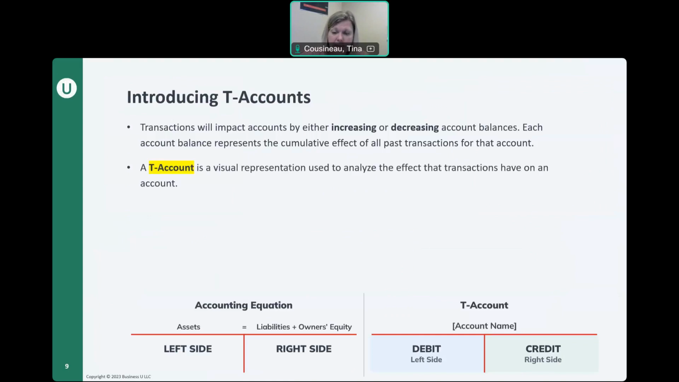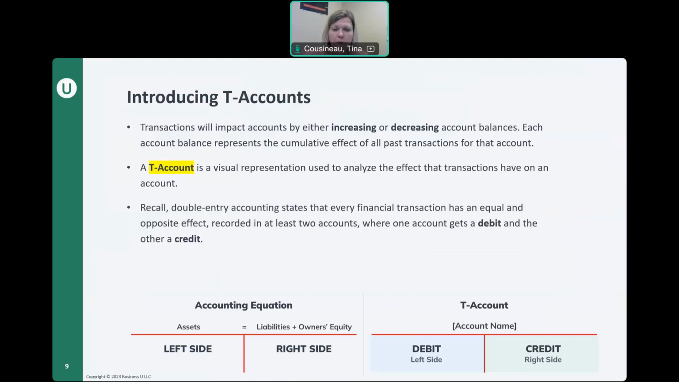The T account has a debit side and a credit side. Recall in double entry accounting, it states that every financial statement has an equal and opposite effect. Ever heard of equal and opposite effect before? We'll come back to that. Recorded in at least two accounts, so double entry, at least two, where there's at least one debit and one credit. So if we have three accounts that are impacted by a certain transaction, we might have two debits and one credit, or two credits and one debit. But either way, the debits equal the credits.